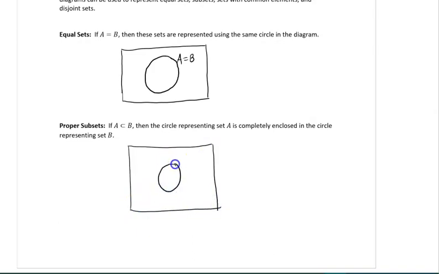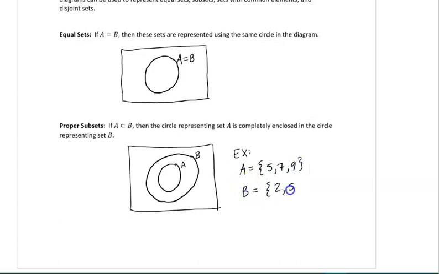So we would have set A, and then we would have set B. An example, if we're looking for an example, perhaps set A contains the values 5, 7, and 9. And suppose that B contains the values 2, 5, 7, 9, and 11.